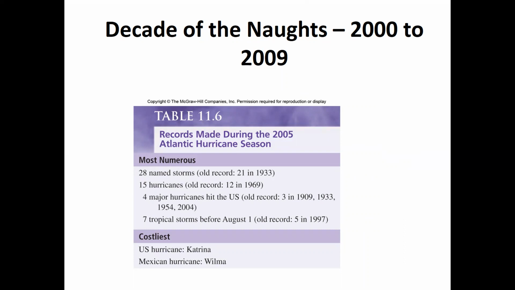So, records made during the 2005 Atlantic hurricane season: there were 28 named storms. The old record was 21. 15 hurricanes. The old record was 12. 4 major hurricanes hit the U.S. The old record was 3. And there were 7 tropical storms before August 1st. The old record was 5. The costliest U.S. hurricane is Katrina, and in Mexico it is Wilma.